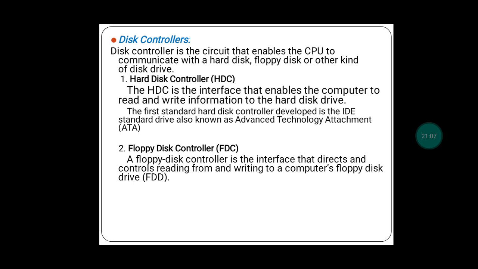We are not using them anymore, but still these are the two controllers for your studies, that is hard disk controller and floppy disk controller. So basically, what is a disk controller? It is nothing but a circuit which allows the CPU to communicate with hard disk, floppy disk and any other kinds of disk drives. Two types are there. One is hard disk controller, another is floppy disk controller. Hard disk controller is an interface which will allow the computer to read and write information to the hard disk drives. Floppy disk controller is an interface which enables the computer to read and write information to the floppy disk.